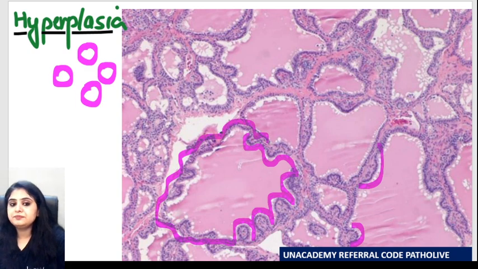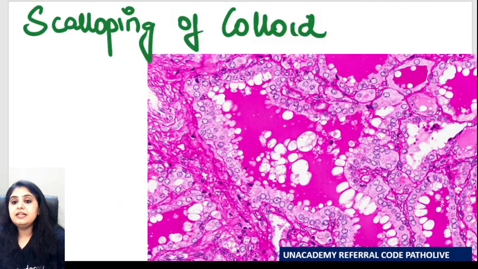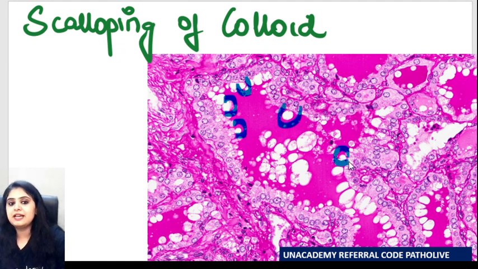Apart from that, do you also notice at the periphery, it looks as if the colloid is being eaten, it is being scooped out. This pink color material is the colloid, and at the peripheries, it feels someone is trying to scoop it out like an ice cream scoop. That finding is known as scalloping of colloid. Can you see? At the peripheries, it feels as if someone's trying to eat up that colloid. That is indicative of hyperplastic activity.